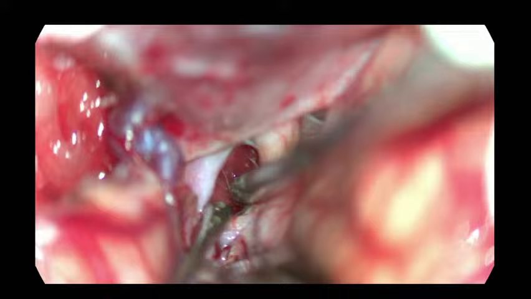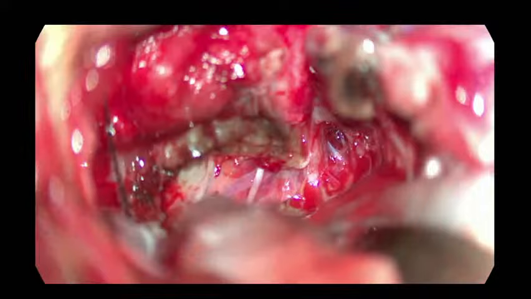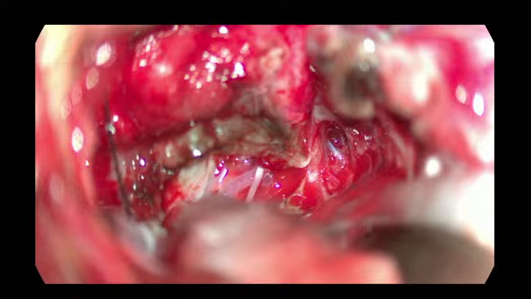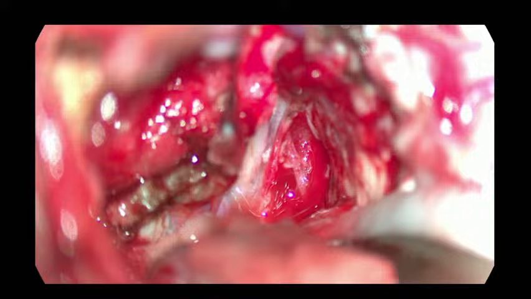This is the dorsum sellae. But of course, it is very difficult to actually visualize the aneurysm. So we went lateral to the carotid artery. And lateral, this is the third nerve going into the cavernous sinus. The carotid artery is here, and this is the space that we exploited.